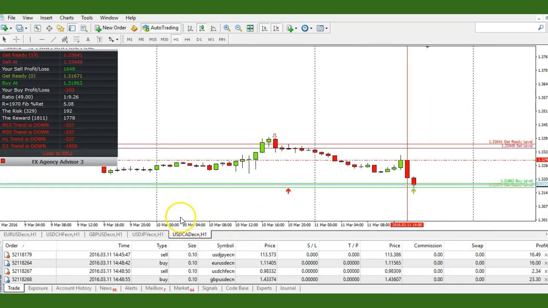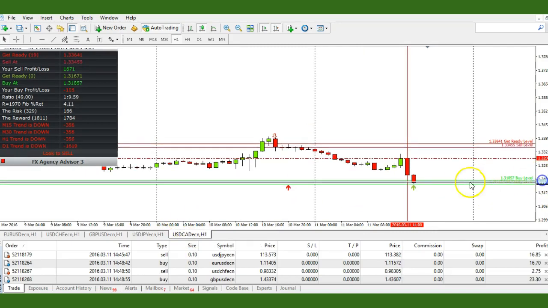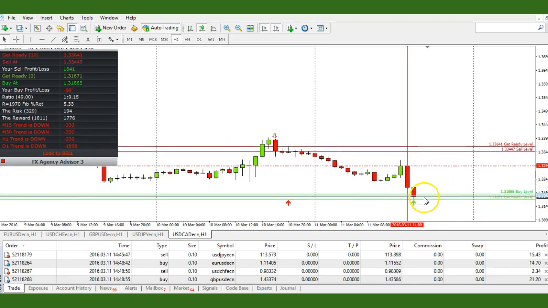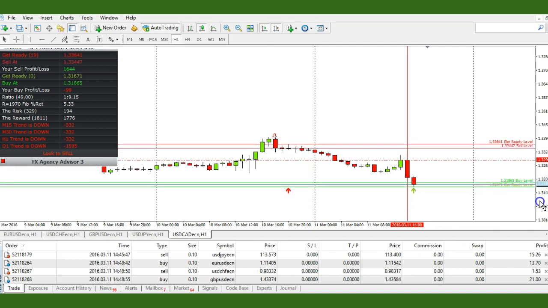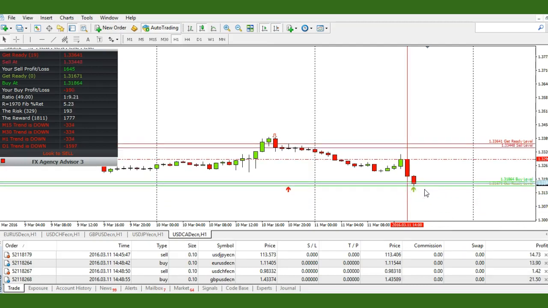And I'm still waiting for the USD Canadian pair to break below the support, this trade signal. Everything is pointing down, so as soon as it can close below this level, then we'll re-enter the market. And that's it for this tutorial.